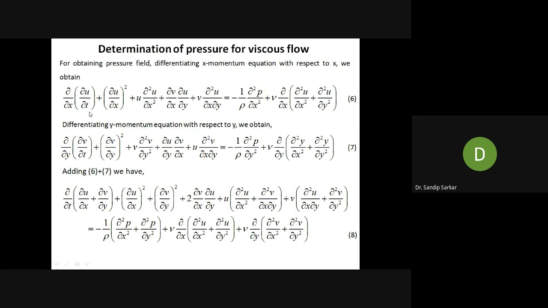The del x of del u del t plus u del u del x is del u del x whole squared plus u del 2 u by del x2. Then v del u del y gives del v del x del u del y plus v del 2 u by del x del y. We are simply taking the partial derivative of the x momentum equation with x. So this term equals minus 1 by rho del 2 p by del x2 plus nu, the kinematic viscosity, times del x of del 2 u by del x2 plus del 2 u by del y2.